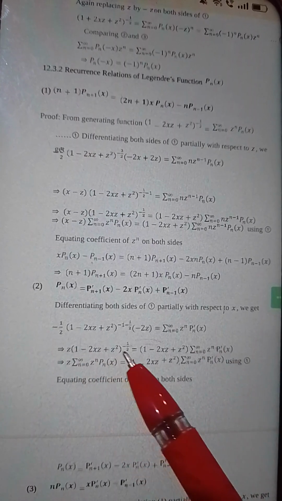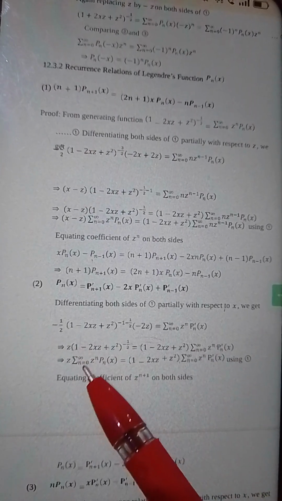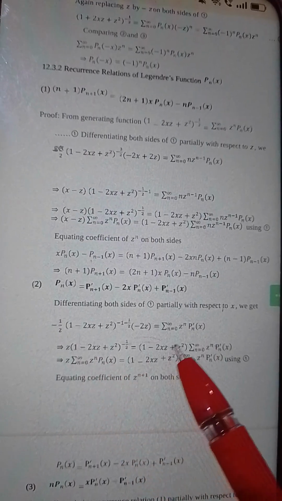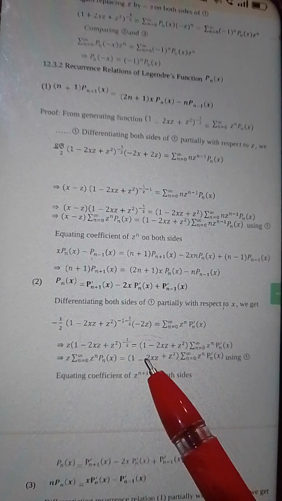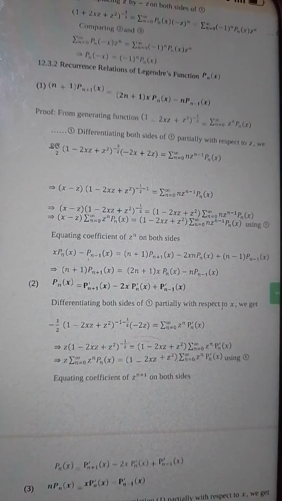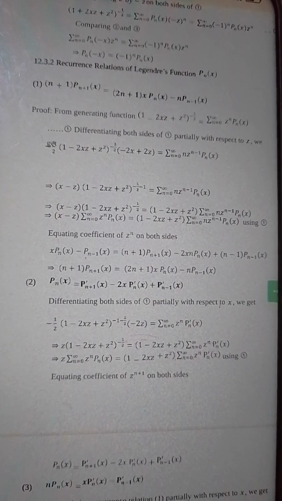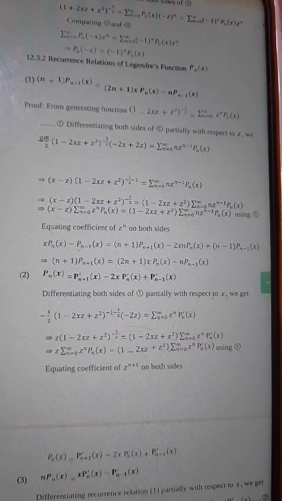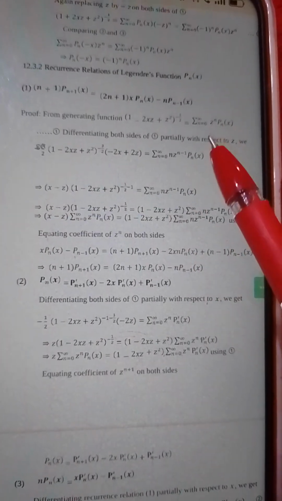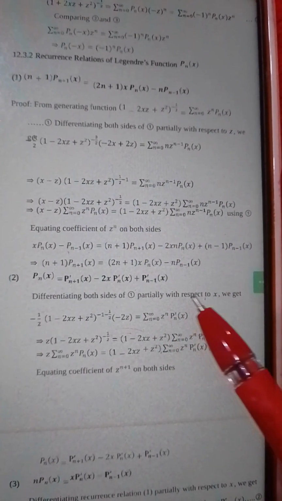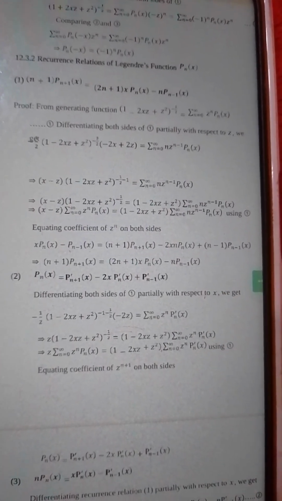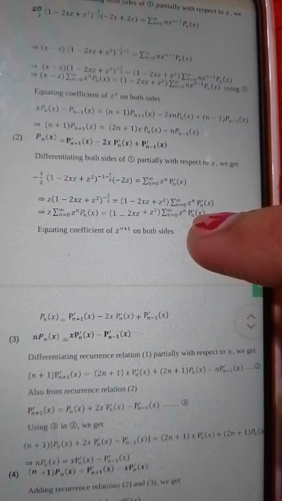Now this is our recurrence relation. It can be written as summation n equals 0 to infinity z to the n p n x is equal to the same step. I hope this is very clear because we have the same type of recurrence relation. We are proving it in the same way, only the difference is in the first recurrence relation we are differentiating with respect to z, and in this we are differentiating with respect to x. Only this is the difference, otherwise both are same.